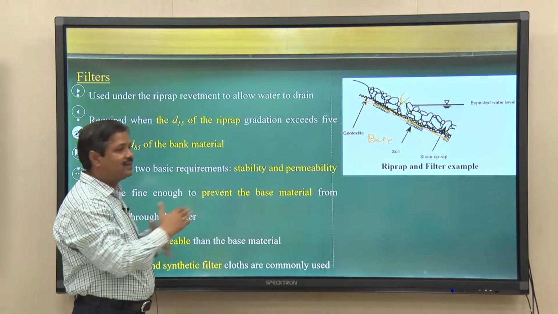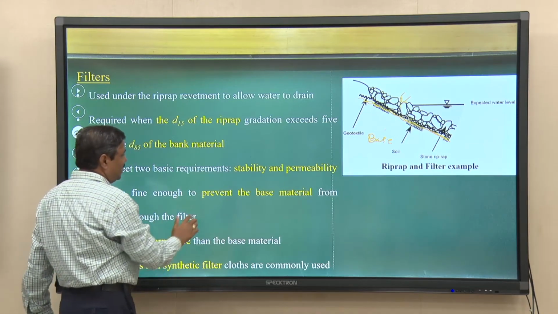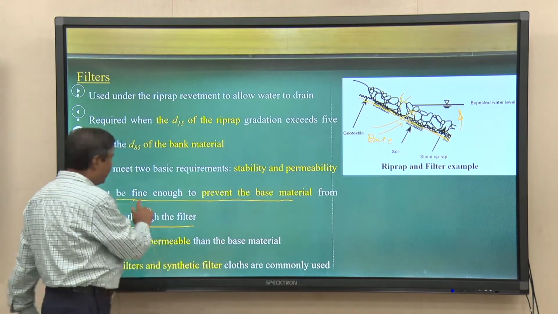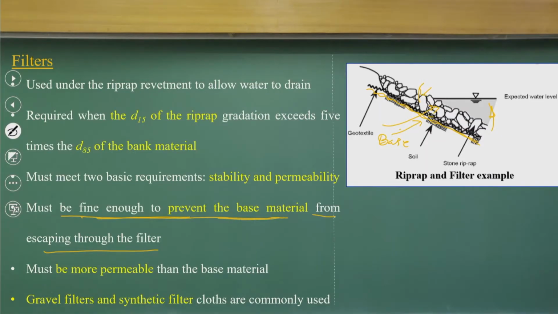There are base materials, and these filters should be fine enough to prevent the base material from escaping through the filters. But they should allow water to seep through, since we have groundwater, and as river levels increase, groundwater table fluctuations will be there. Water can seep through, but not the base material. The filter must be more permeable than the base material, so water can seep through.